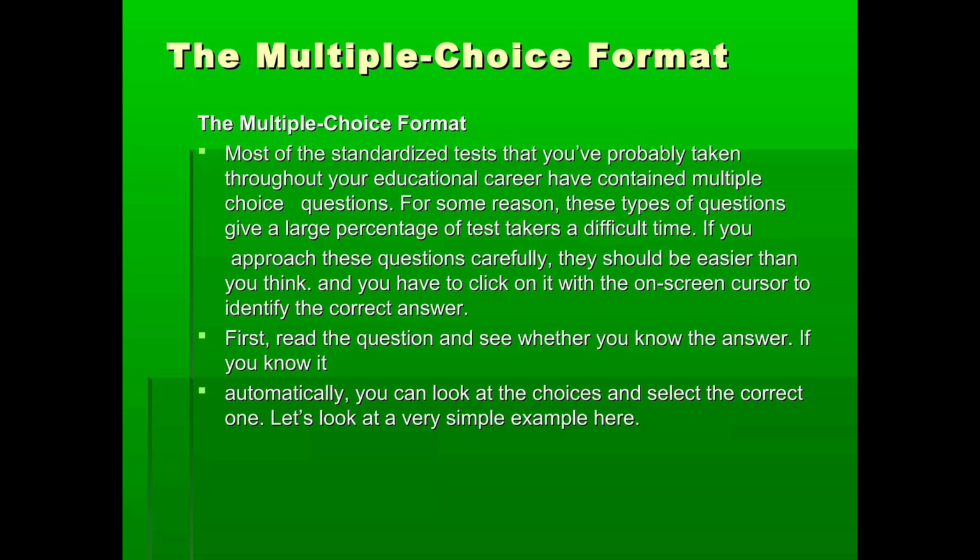First, you are supposed to read the question and see whether you know the answer. If you know it, automatically you can look at the choices and select the correct one. Okay? Let me just repeat what we've just said. First of all, for MCQs, read the question and see whether you know the answer. I've read the question. Do I know the answer? Then if I know it, let me look at the choices, then select the answer.